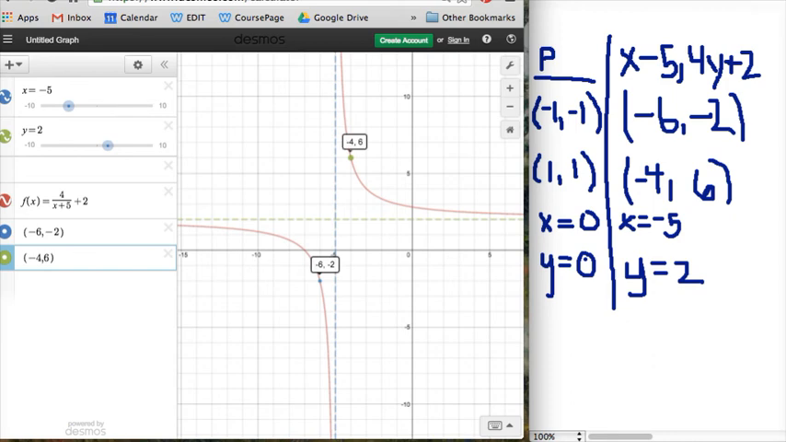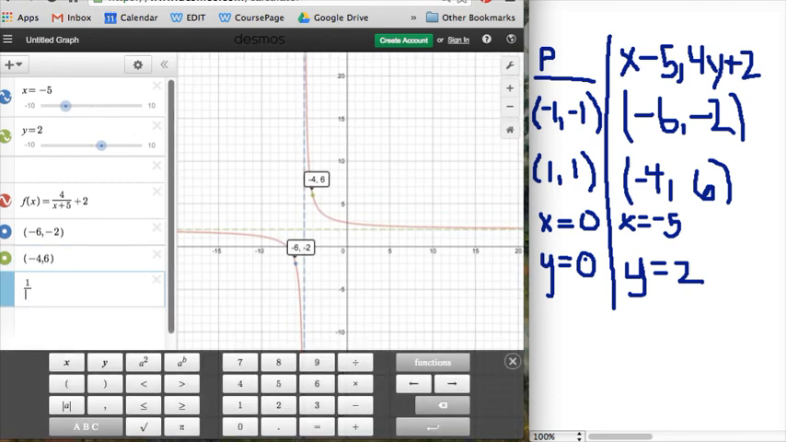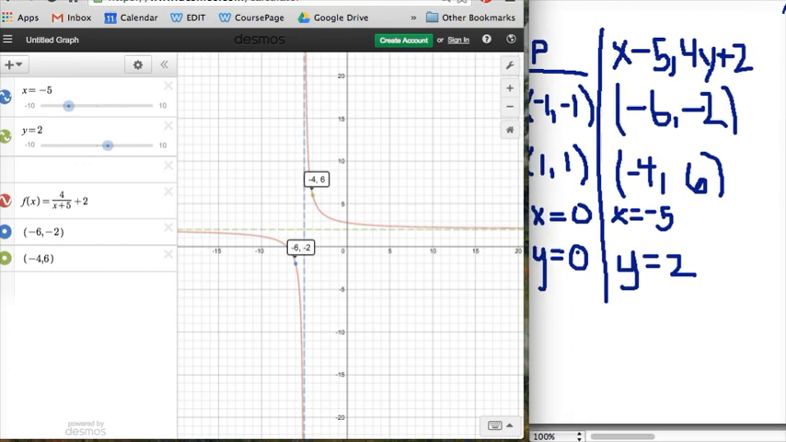Right, and this was a transformation, just so we recognize it, of the parent graph, just 1 over x, that purple graph here. So it moved to the right, up, and stretched. Well, it stretched, moved to the right, and then up. Order matters. What else do I want to say about this? I want to say domain and range about this.